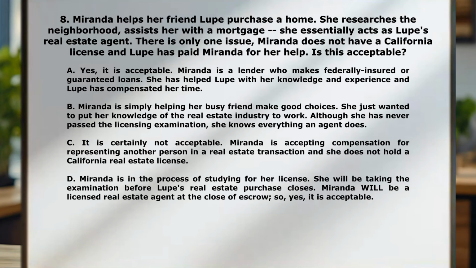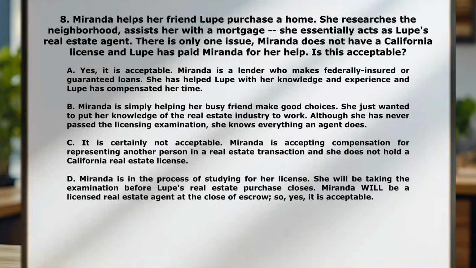B. Miranda is simply helping her busy friend make good choices. She just wanted to put her knowledge of the real estate industry to work. Although she has never passed a licensing examination, she knows everything an agent does. C. It certainly is not acceptable. Miranda is accepting compensation for representing another person in a real estate transaction, and she does not hold a California real estate license. D. Miranda is in the process of studying for her license.